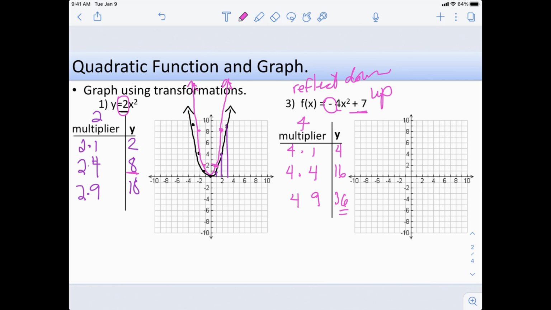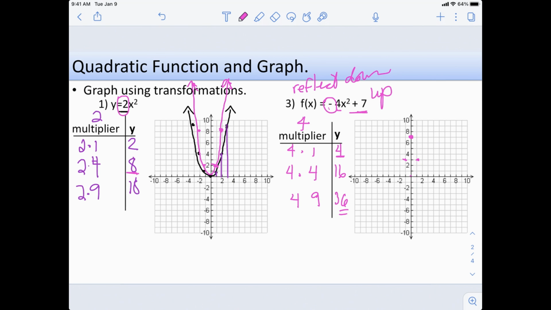So from your origin here, you're going to move up 7. 1, 2, 3, 4, 5, 6, 7. And I know I'm going to go down. So it's 1 to the right, and now I know it's 4 down. We're going down because of the negative. 1, 2, 3, 4. And then for this next one, it's 2 to the right, and now it's going to be 16, because 4 times 4 is 16.